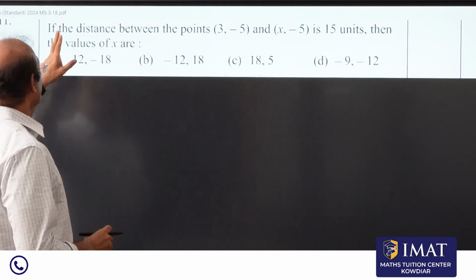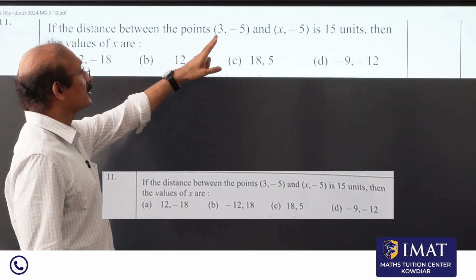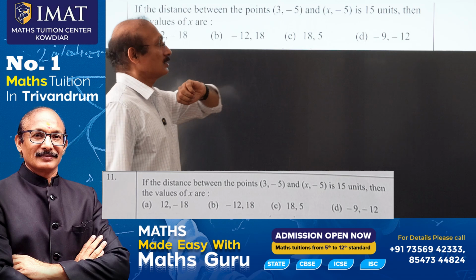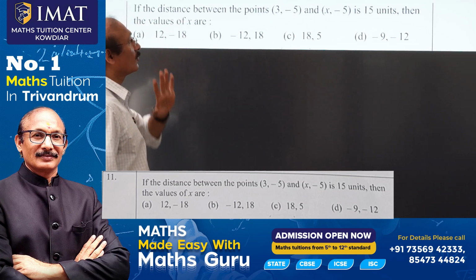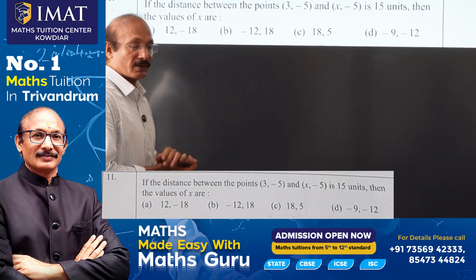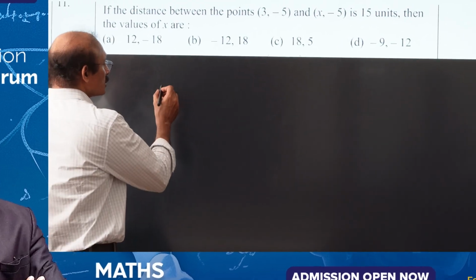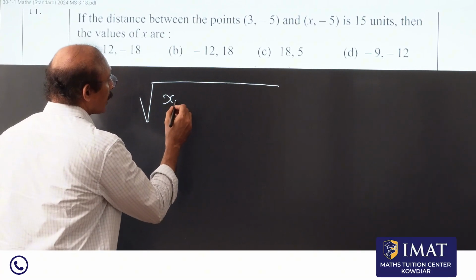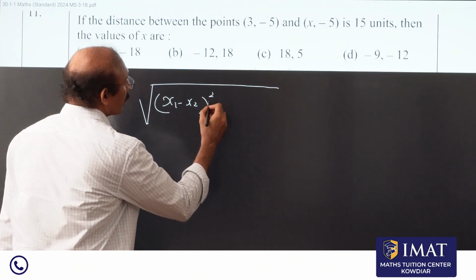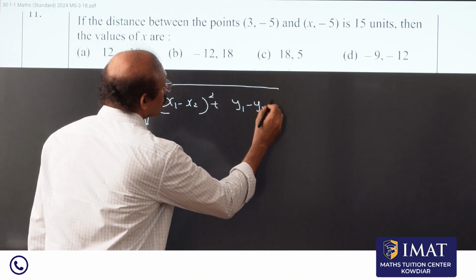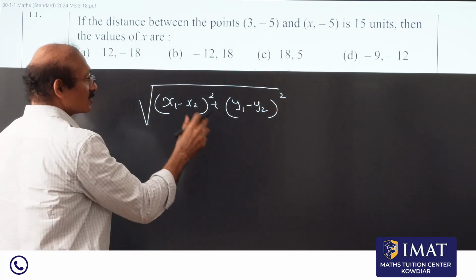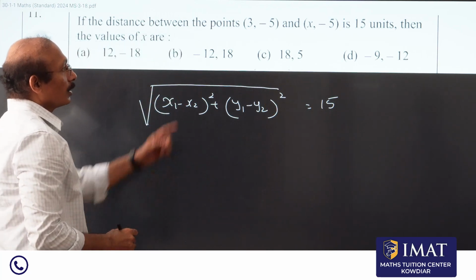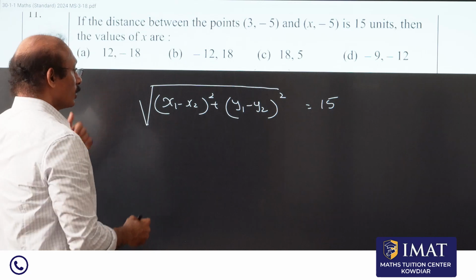See children, if the distance between the points (3, -5) and (x, -5) is 15 units, then the values of x are. So it's a question from distance formula. You know, distance between 2 points is given by the formula under root (x1 - x2) the whole square plus (y1 - y2) the whole square. And this distance is given as 15 units. Now, x1, y1, x2, y2 both are given, so you have to find out the value.